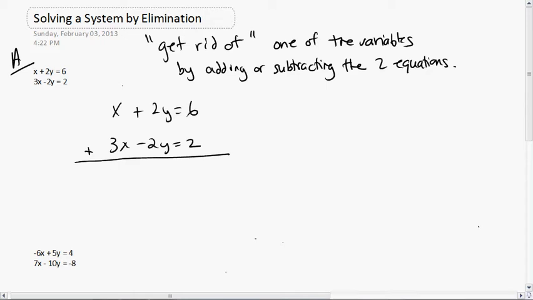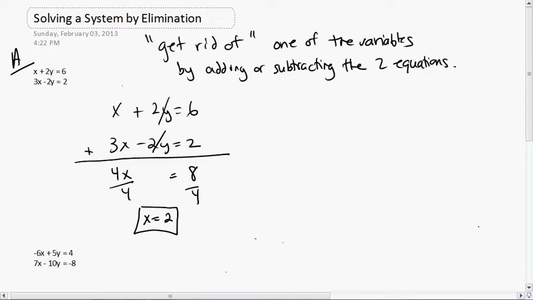So x plus 3x is 4x. Negative 2y added to the 2y is just 0y, so those cancel out. And 6 plus 2 is 8. So the y's have completely gone away. I'm left with just x. Now I'll divide both sides by 4, and I'll find that x equals 2.